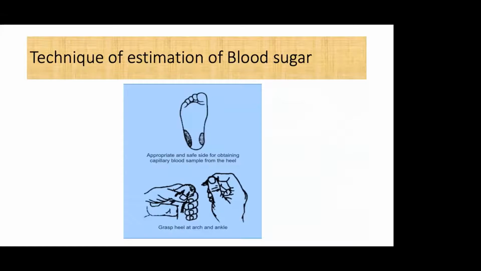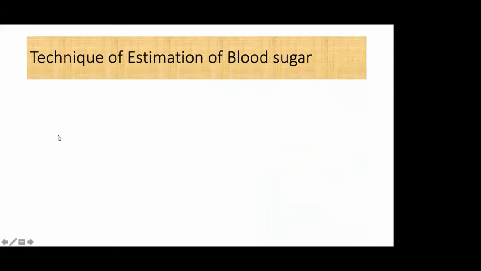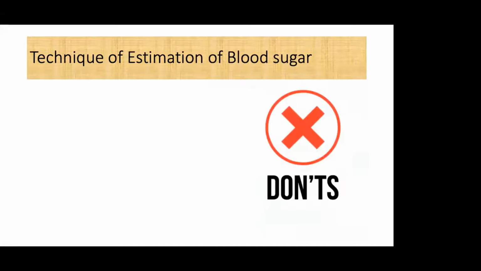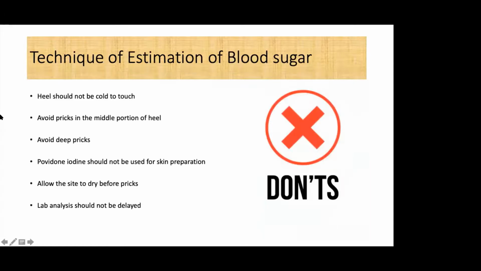Then again, this is the site. We should avoid pricking in the middle portion of the heel. We should prick on both sides of the heel for estimation of blood sugar. Then what should we avoid while doing a blood sugar estimation? The heel should not be cold to touch. Second, avoid pricks in the middle portion of the heel. Avoid deep pricks, and povidone iodine should not be used because the contamination can significantly elevate your blood sugar level. And allow the site to dry before pricking.